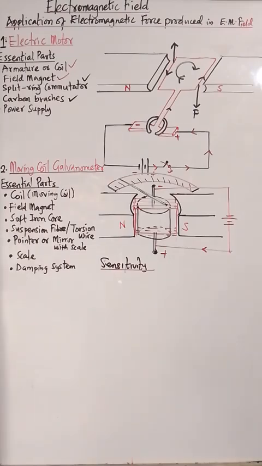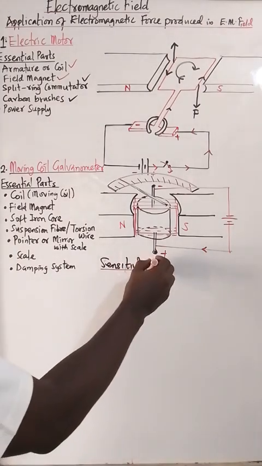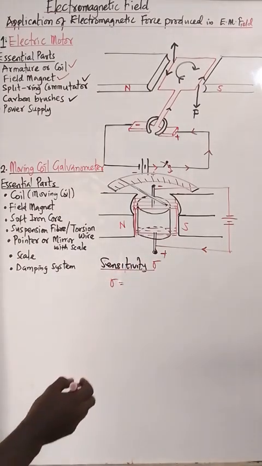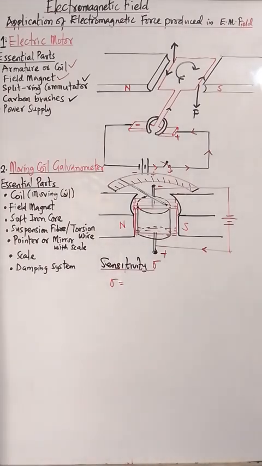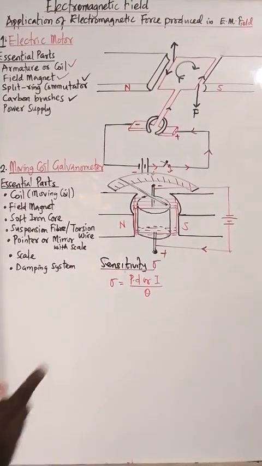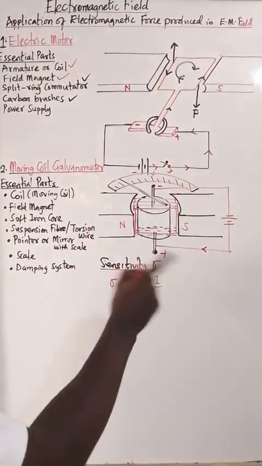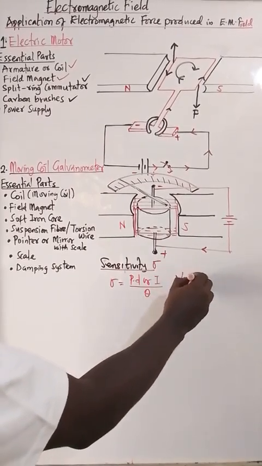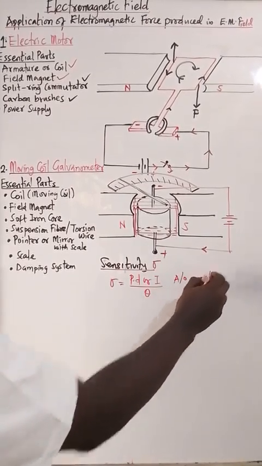The sensitivity of a galvanometer can be expressed as the current you can measure per degree of rotation. The current that can make it rotate per 1 degree. So it can be either amperes per degree or volts per degree.